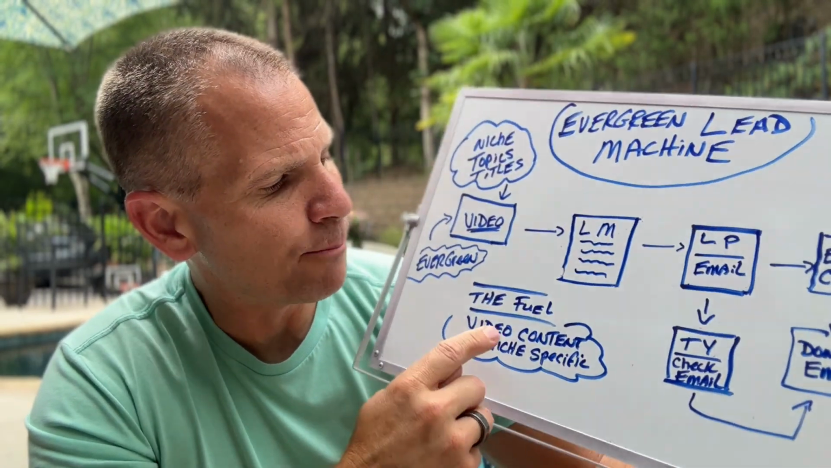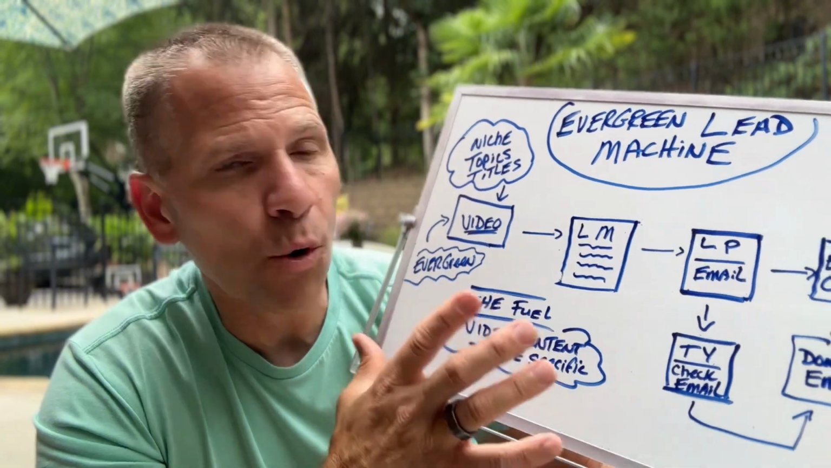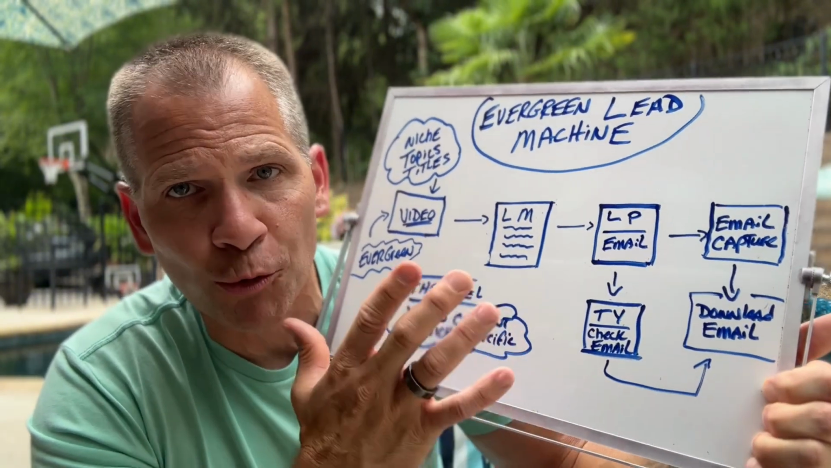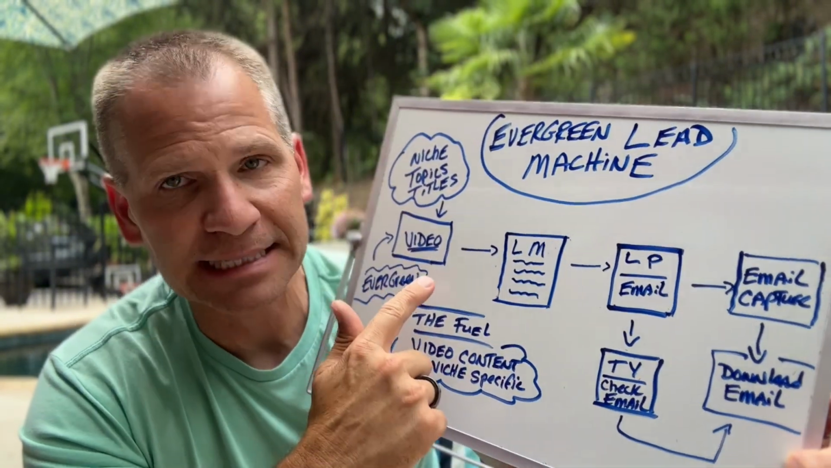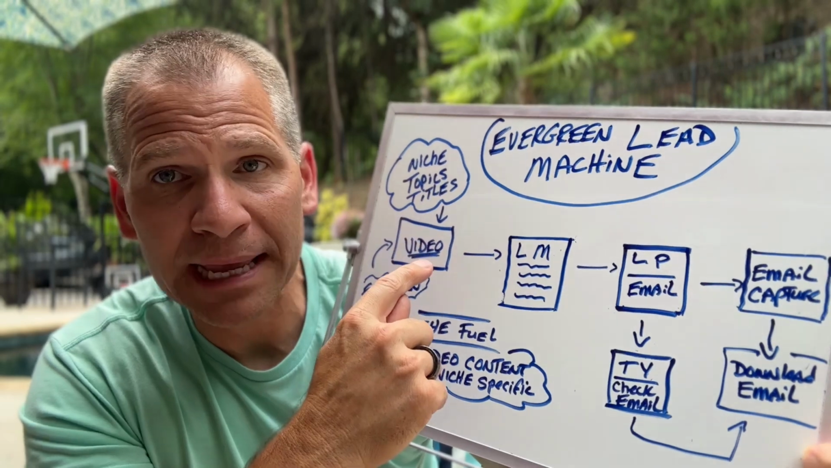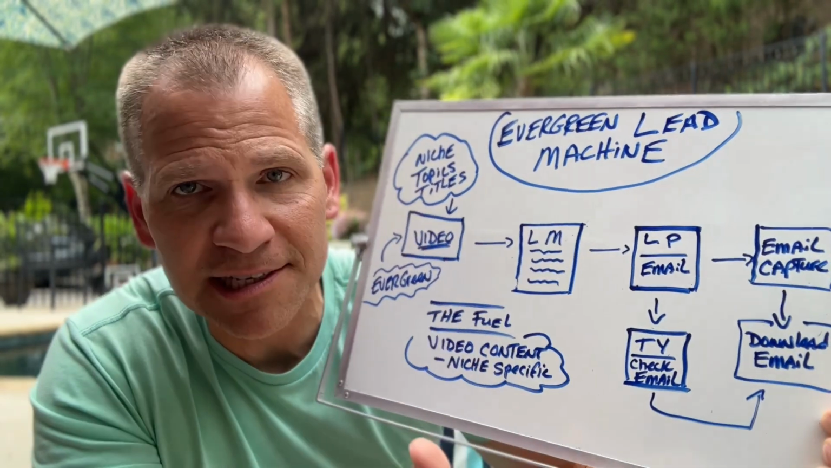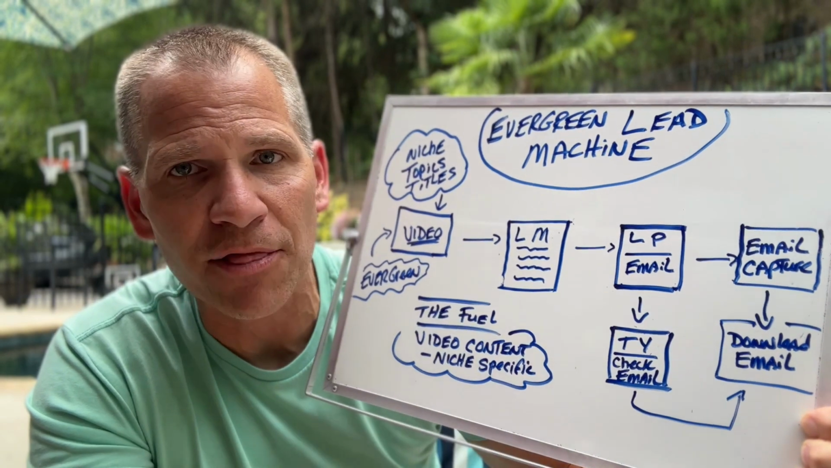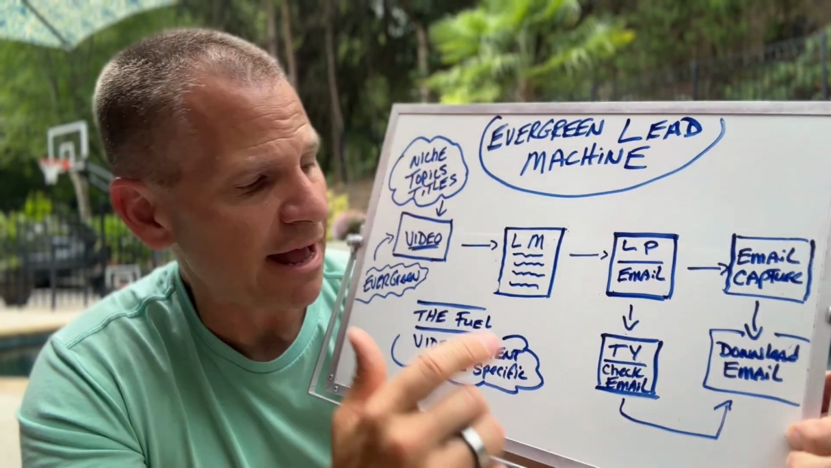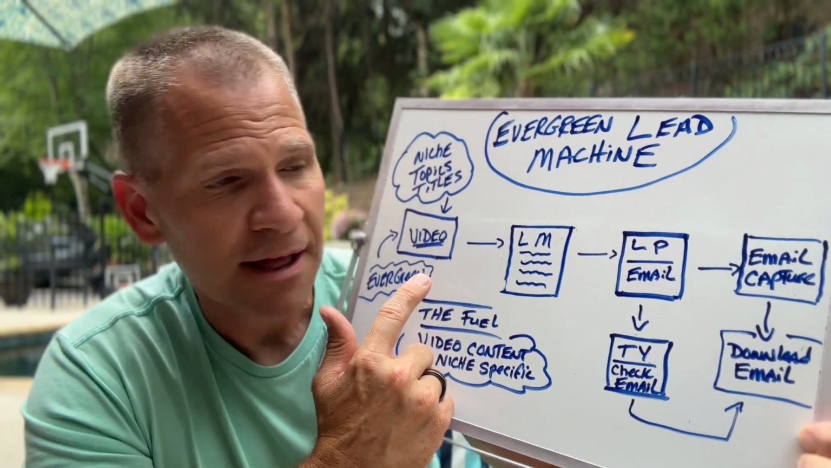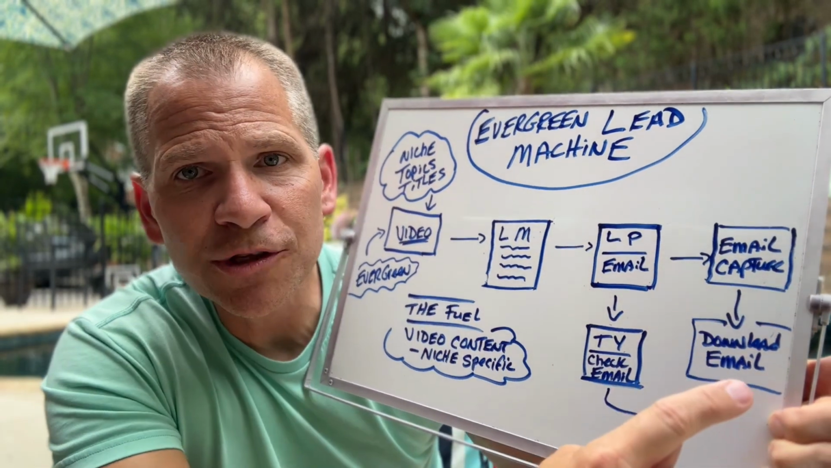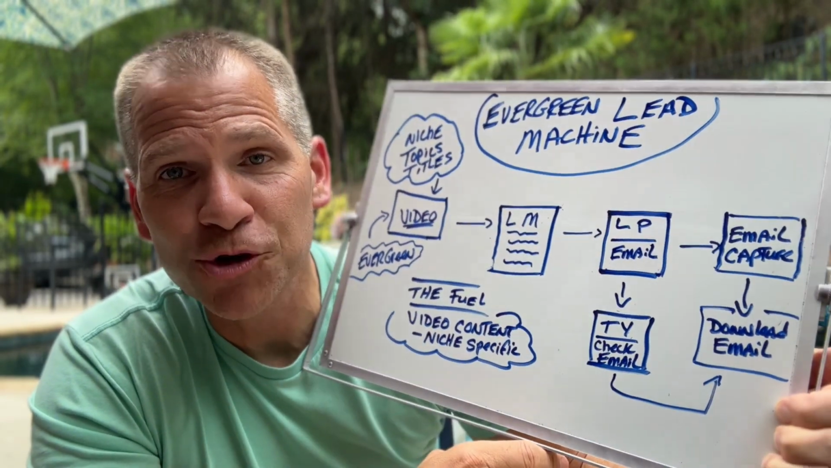Now, over here, I put the fuel. The fuel that's going to make this machine run, okay, is the content. So new content coming in is going to be a new evergreen asset. So we're doing this, let's just say once a week, just for easy math. So in a year's time, we'd have 52 videos that people can be using or going through this machine.